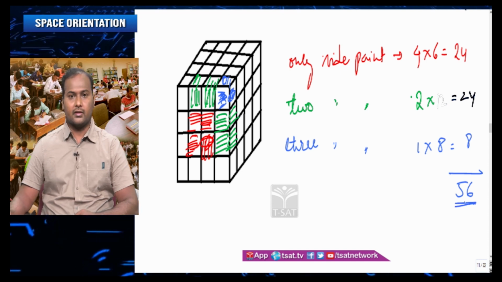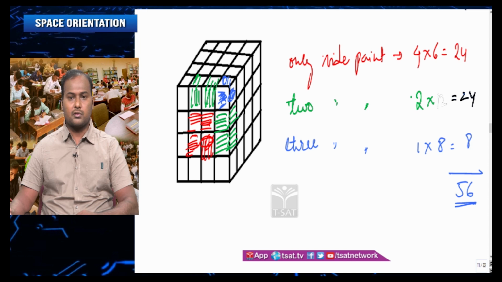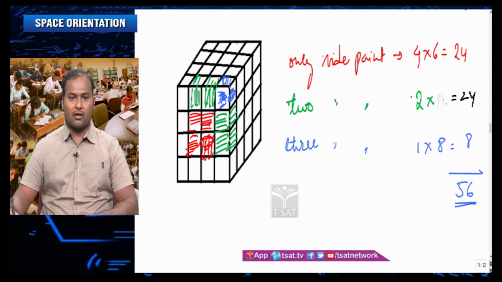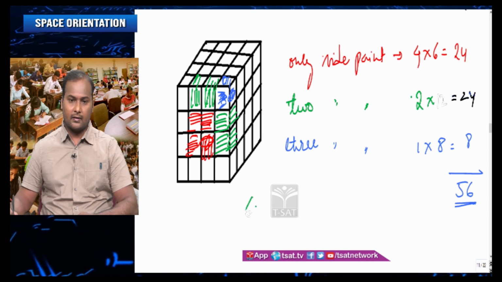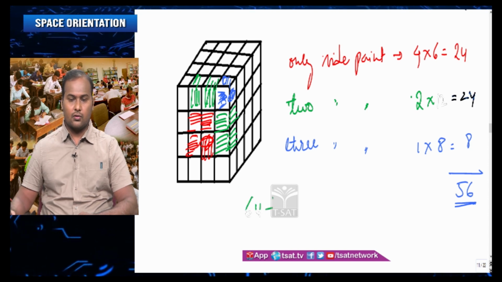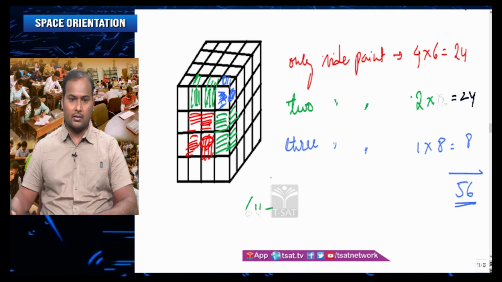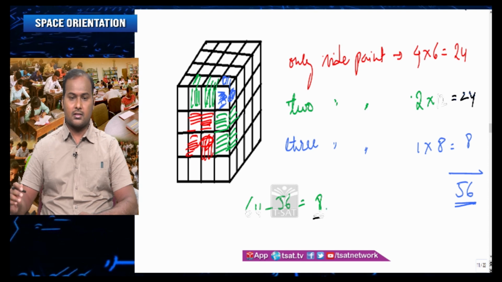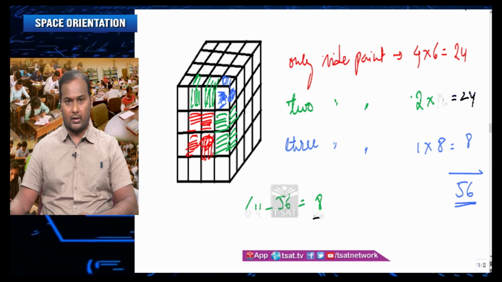If the question is like this, how many small cubes are not visible, or how many small cubes will not have any paint, then we know the total number of small cubes is 4 into 4 into 4, that is 64. From this 64 you subtract one side paint, two side paint and three side paint, that is 56. Your answer will be 8. These are not at all visible for us, or these are not painted at all.